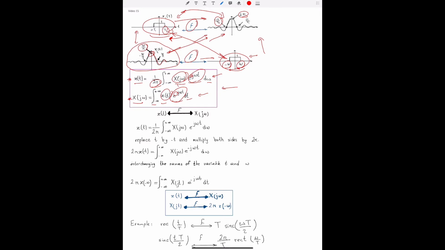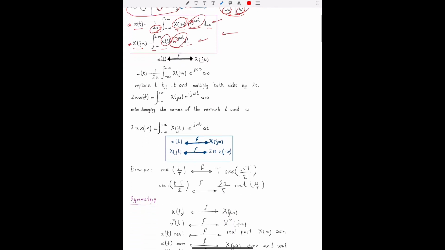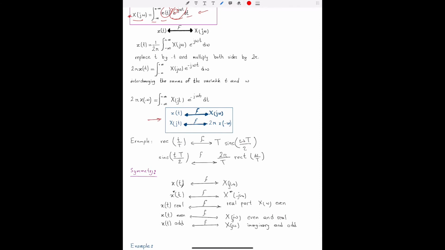So this is the duality property, and what it basically says is that if we have x of t and we take the Fourier transform of that, we get X of j omega. If we bring X of j omega down here and replace omega by t, so we have X of jt, then if we take the Fourier transform of that, we take x of t here, replace t by minus omega, and multiply that by 2 pi. This would be the Fourier transform of that. I've illustrated the reasoning here, so you can go through it if you're interested.